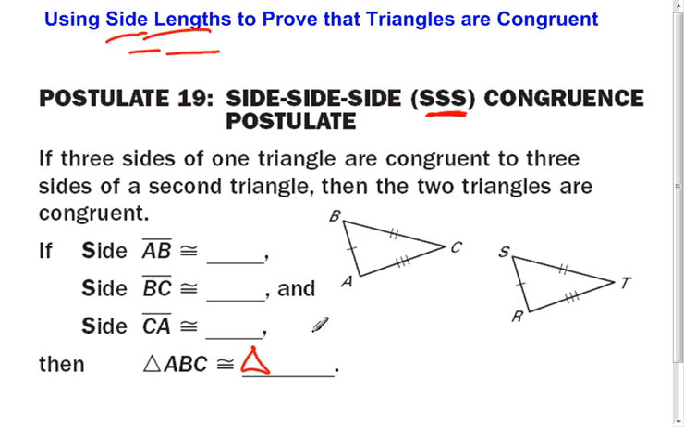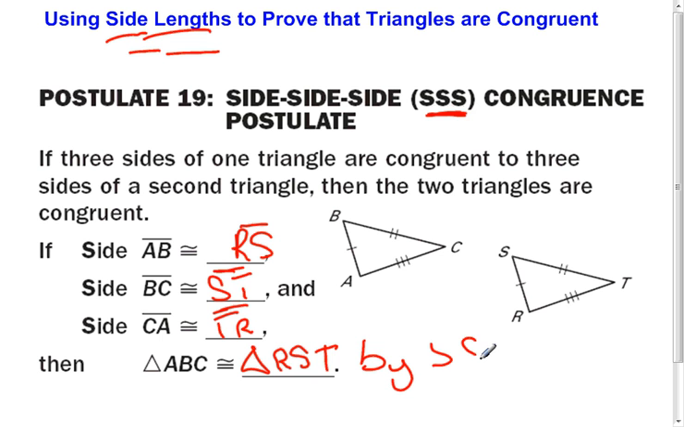So if I'm going to write a congruency statement, side AB matched side RS. Okay, side BC matched side ST, and side CA matches side TR. Okay, if we look at the angles, remember order matters. Angle A matches angle R, B matches S, and C matches T. So both of those triangles would be congruent by the side-side-side postulate.